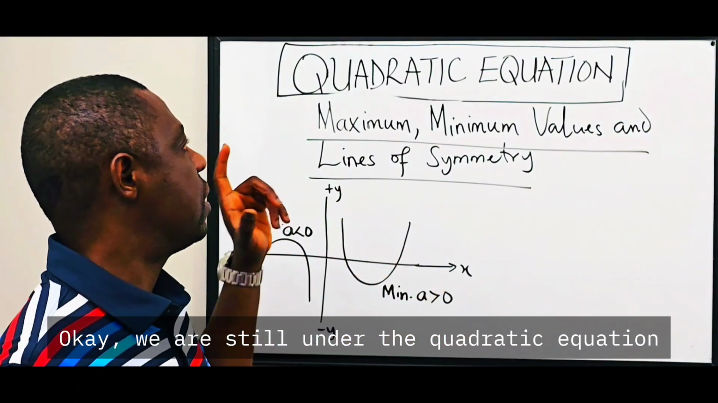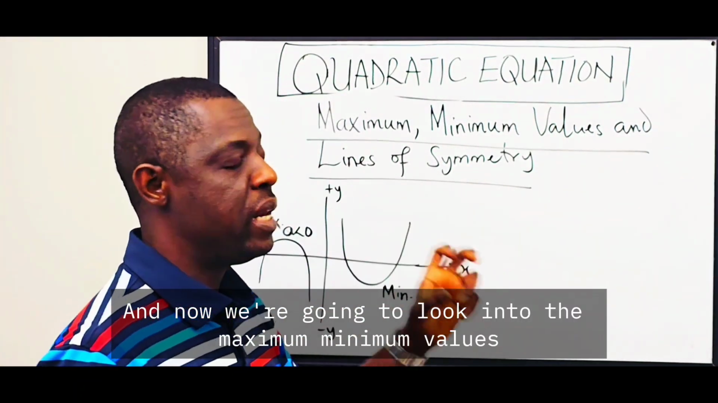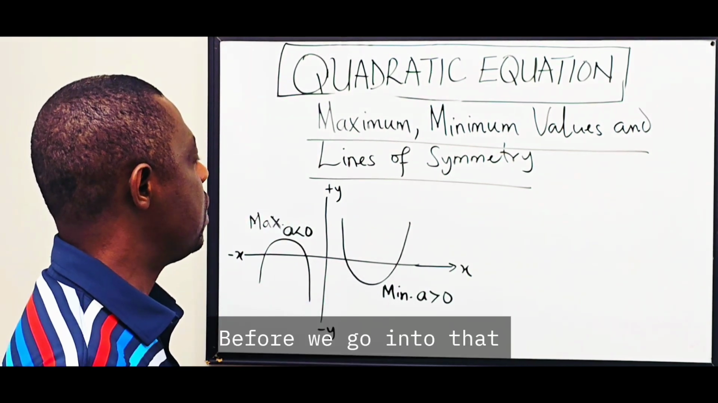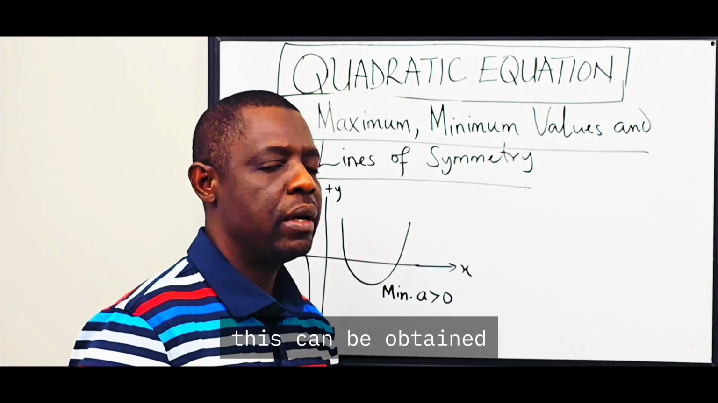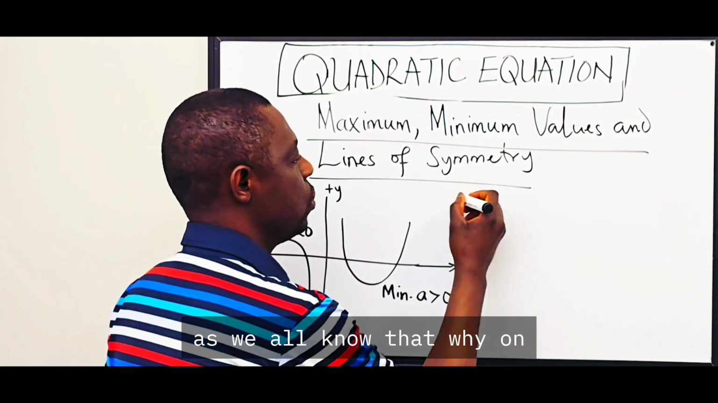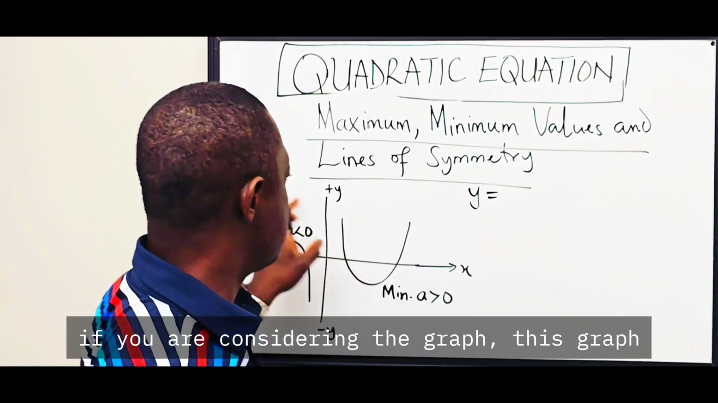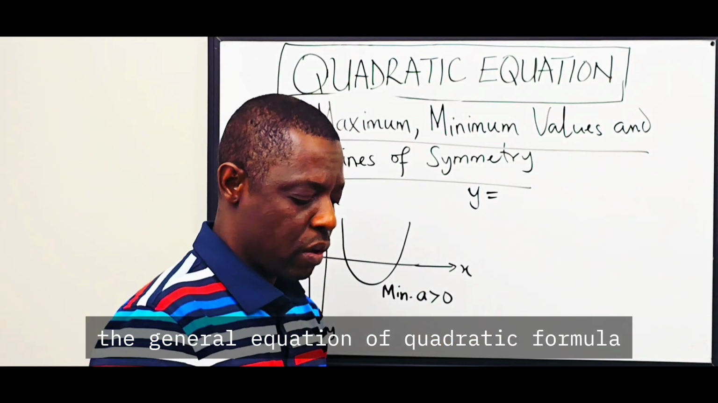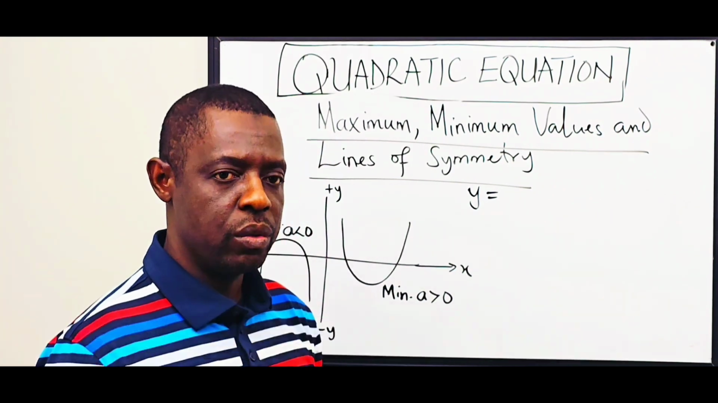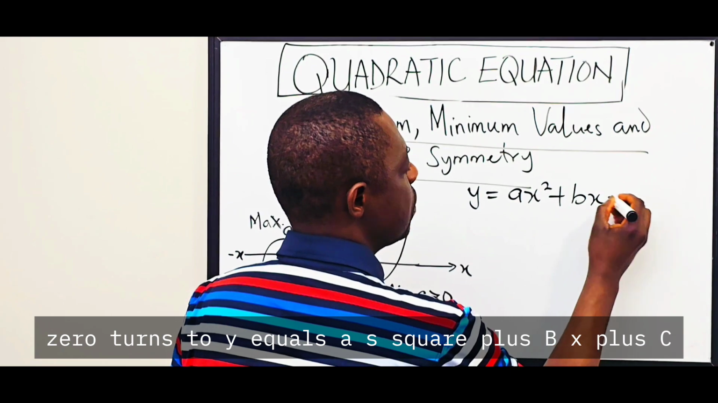Okay, we are still under the quadratic equation, and now we're going to look into the maximum and minimum values and the line of symmetry. Before we go into that, this can be obtained by using the complete square method. If you are considering the graph, the general equation of the quadratic formula, ax squared plus bx plus c equals 0, turns to y equals ax squared plus bx plus c.